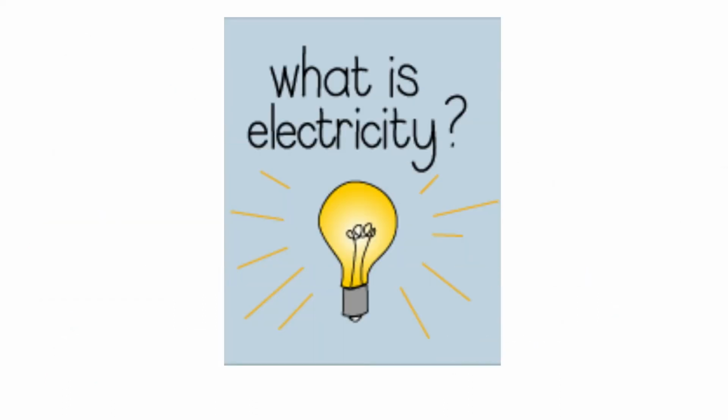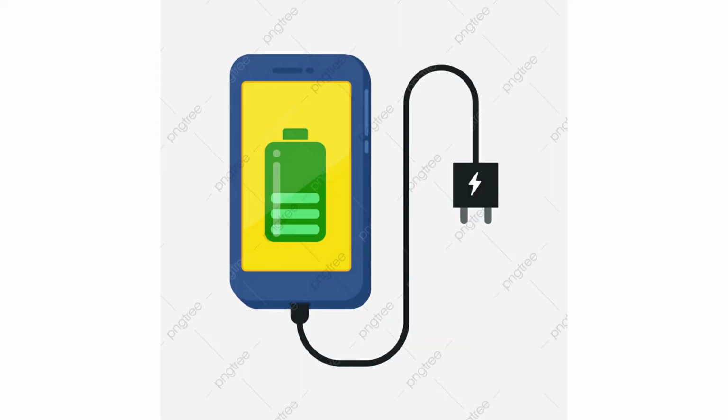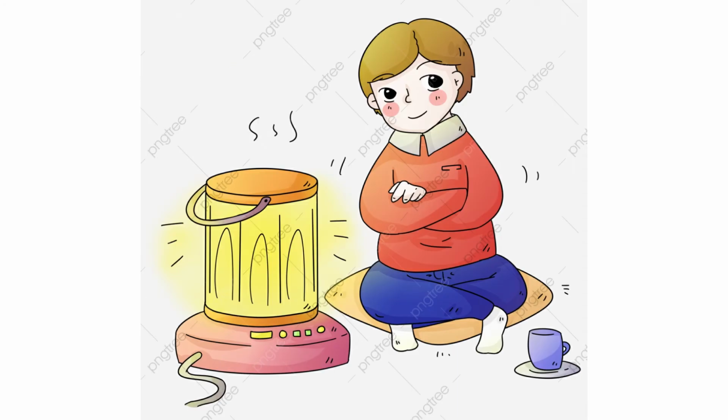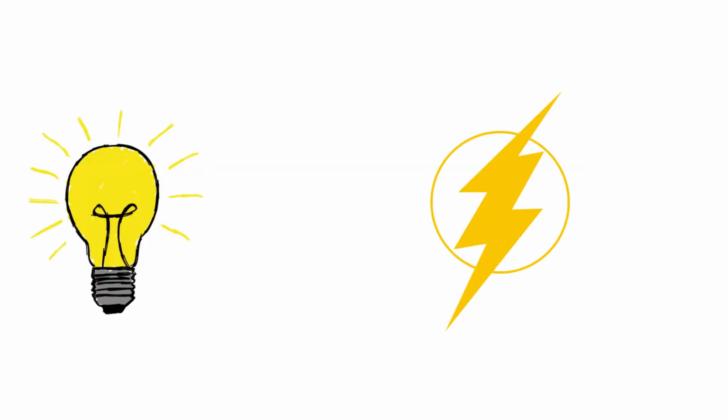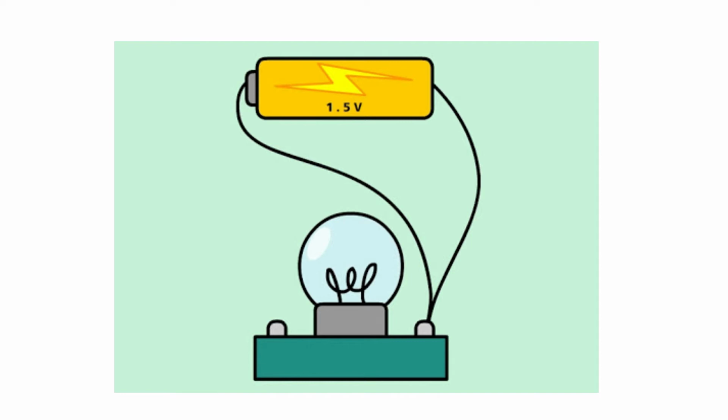What is electricity? Electricity is all around us, and most of us use it every day. It powers our lights, charges our phones, and helps keep us warm. Electricity is a form of energy that can give things the ability to move and work. It is the flow of tiny particles called electrons and protons.